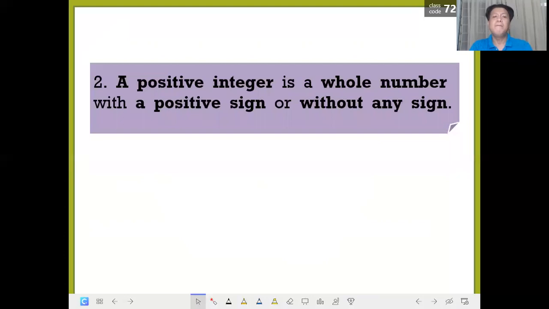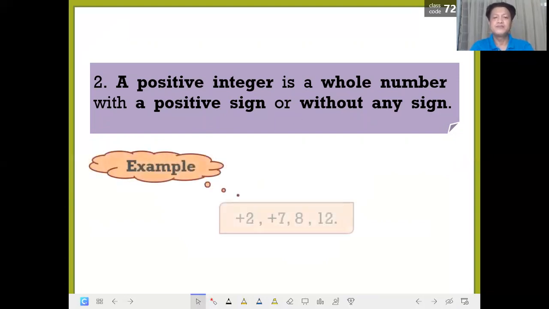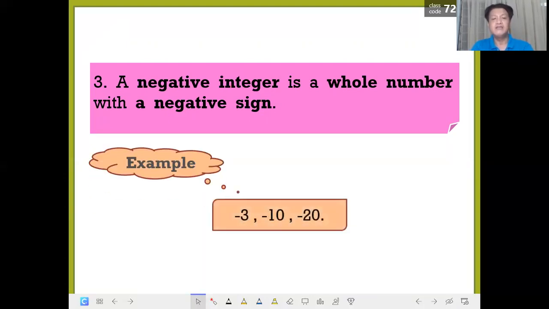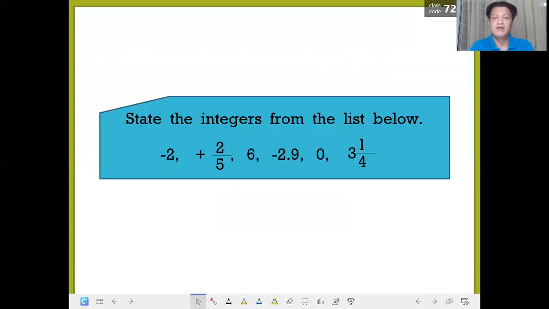And with that, a positive integer is a whole number with a positive sign or without any sign. Tandaan natin, example natin, we have positive 2, positive 8, or simply 8 or 12. So kahit walang nakalagay na positive sign, understood po na siya ay positive because they are whole numbers according to the definition. And another, a negative integer is a whole number with a negative sign. Okay, so example natin, negative 3, negative 10, negative 20, always has a negative sign.